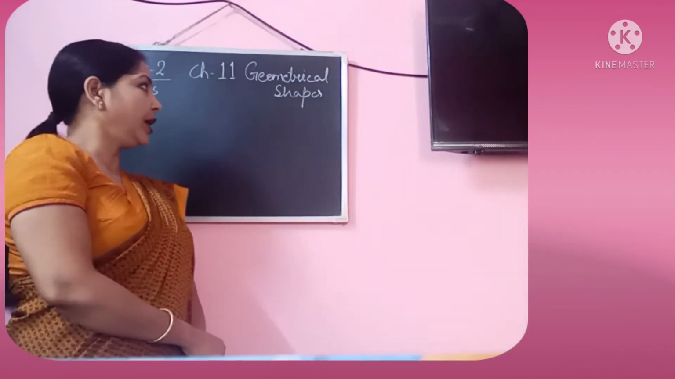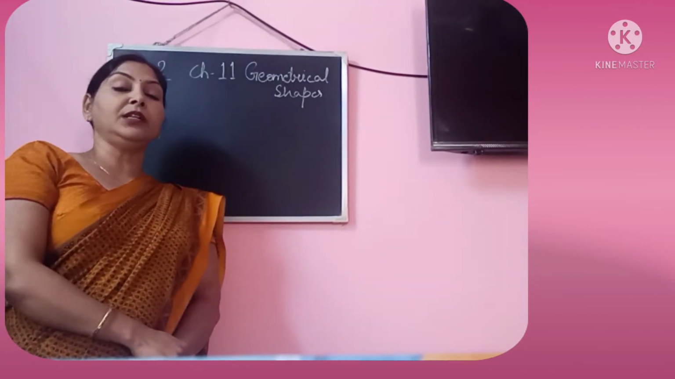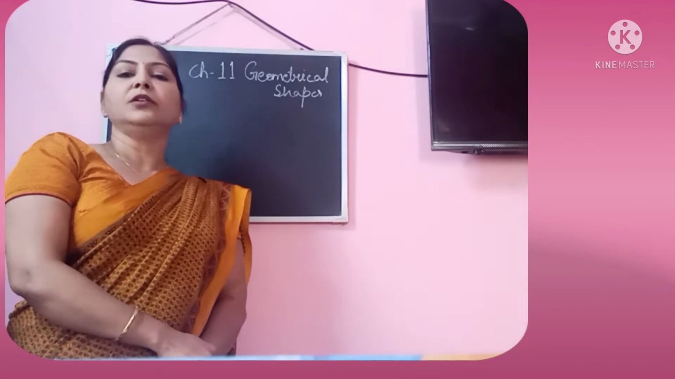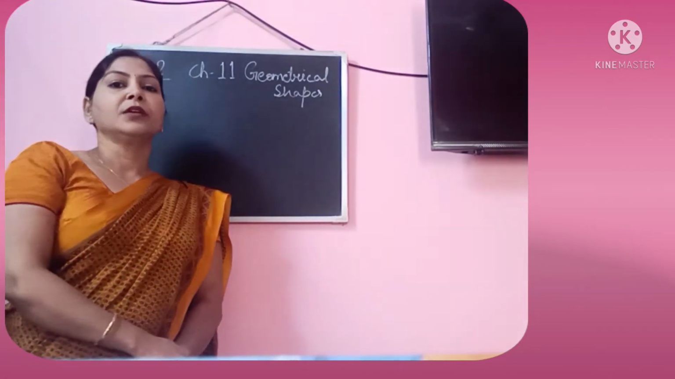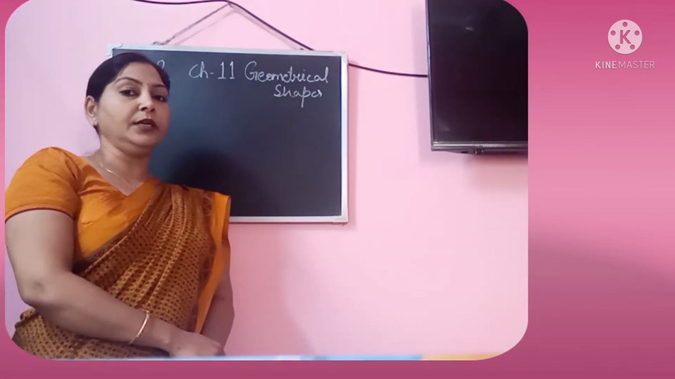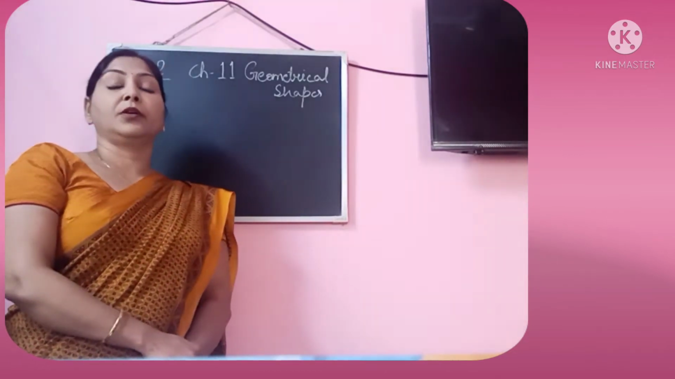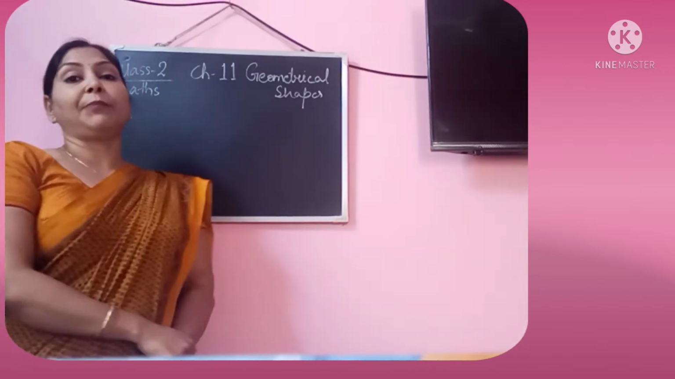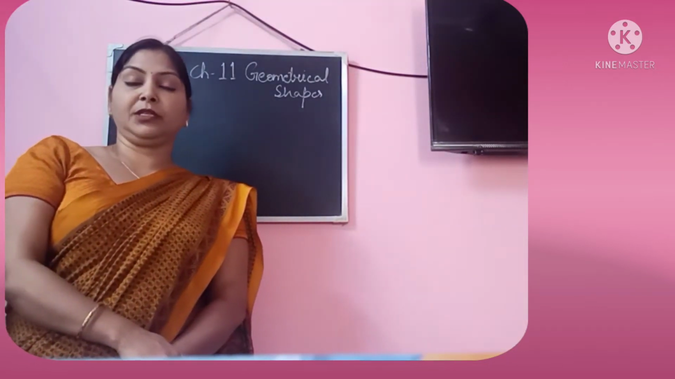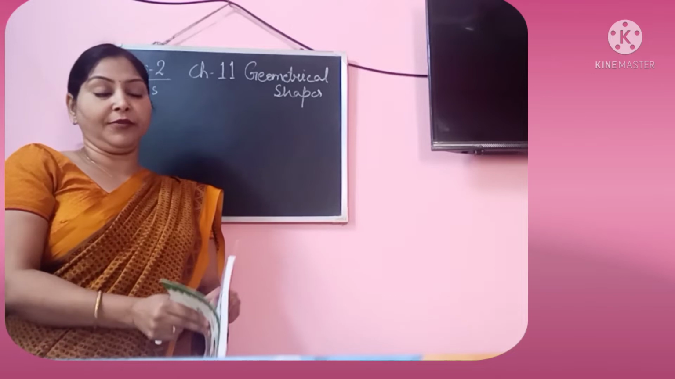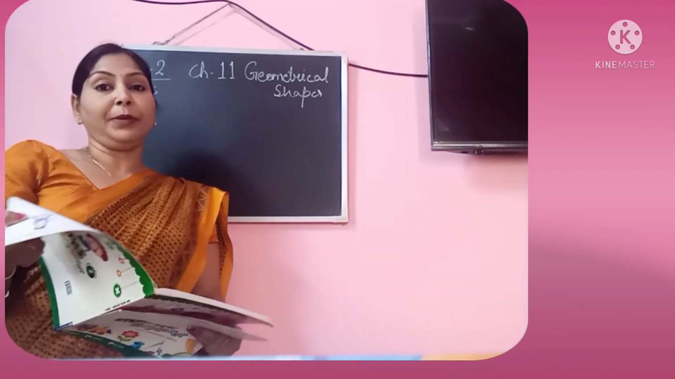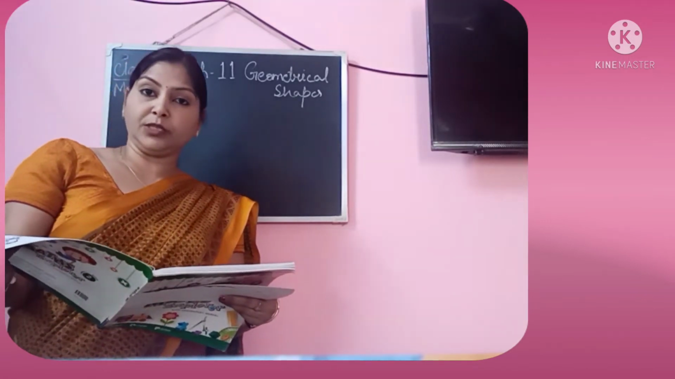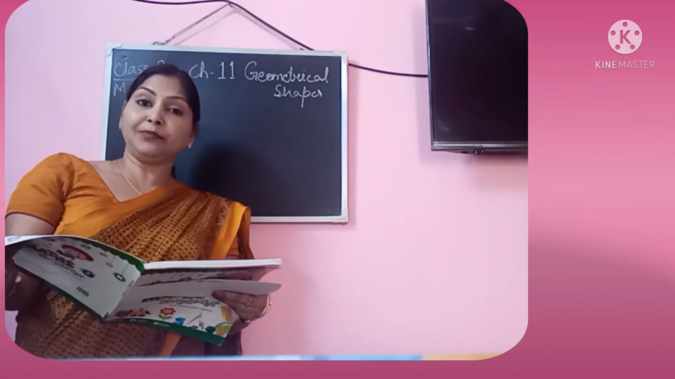So we are going to learn about geometrical shapes. I think in class 1 you must have learned about circle and square. In this class we are going to learn some more geometrical concepts. So let me introduce you to chapter number 11, geometrical shapes. In this chapter we are going to cover topics like point and lines. We will be learning what is a point, what are lines, and different types of lines.